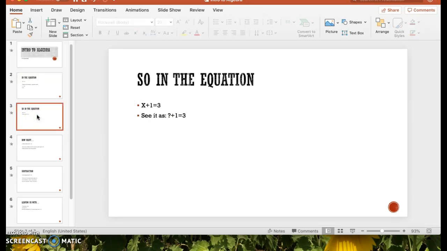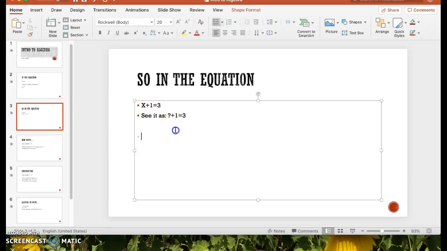If we move on, we'll see the same style of equation for x plus 1 equals 3, or as we see it, question mark plus 1 equals 3. We can do the same process here. We're going to subtract 1 from the 3. That's all we have to do. And what's 3 minus 1? It's going to be 2. So x equals 2.